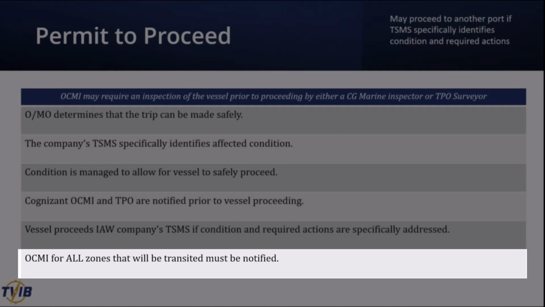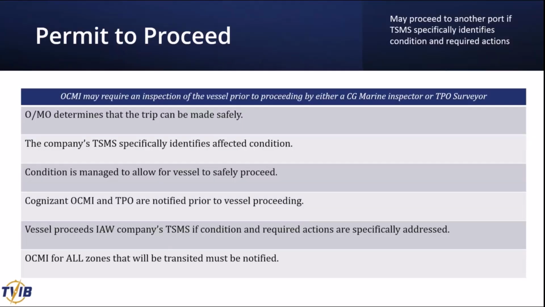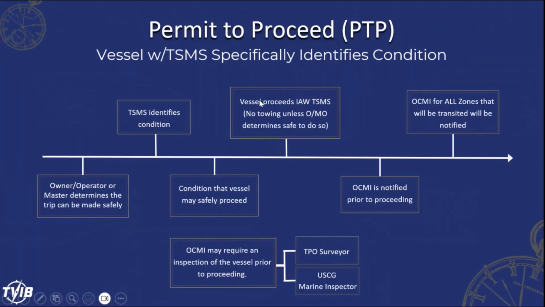The OCMI for all zones that will be transited must be notified. Don't assume that the Coast Guard is going to make these notifications. The CFR actually requires that the vessel makes those notifications. Remember that the vessel is not allowed to tow while proceeding unless the owner or managing operator and the vessel master determine that it is safe to do so and beneficial for the safe transit of the vessel. Again, just another worksheet timeline to help facilitate your decisions and help you work through the checklist.